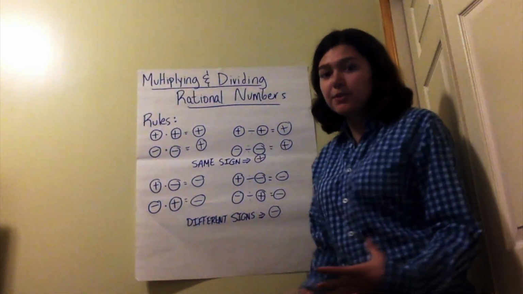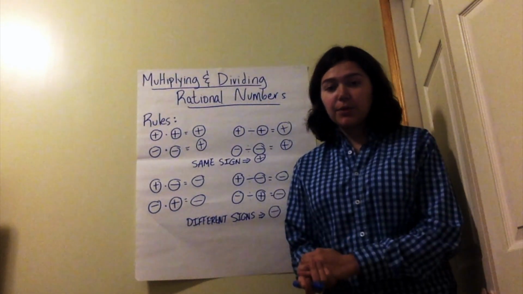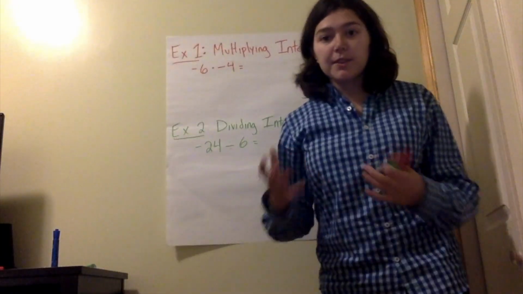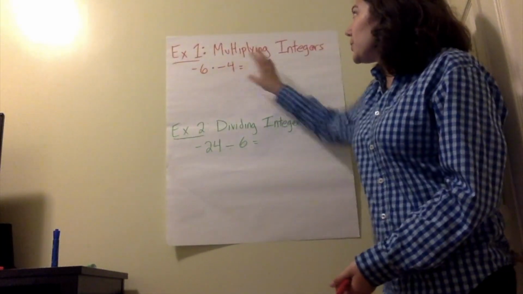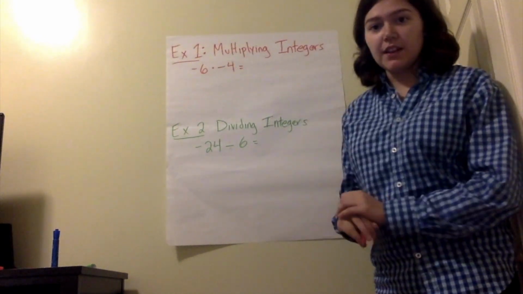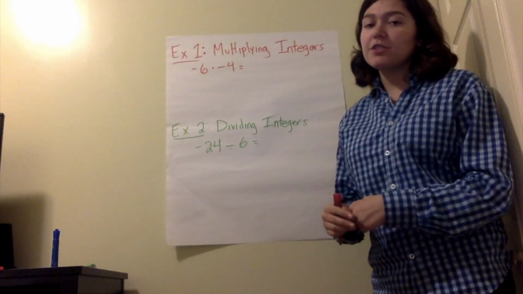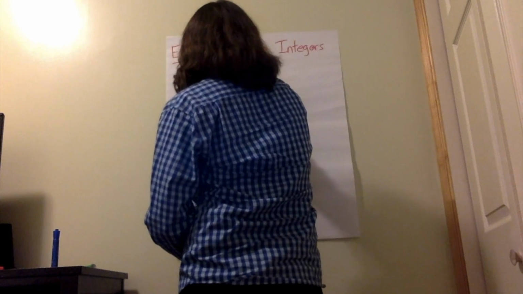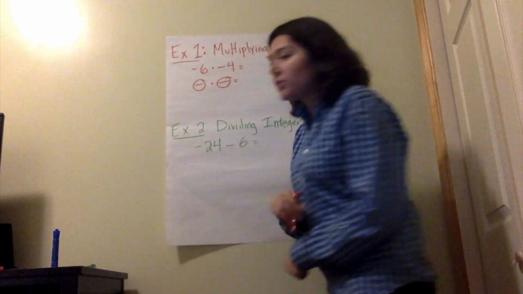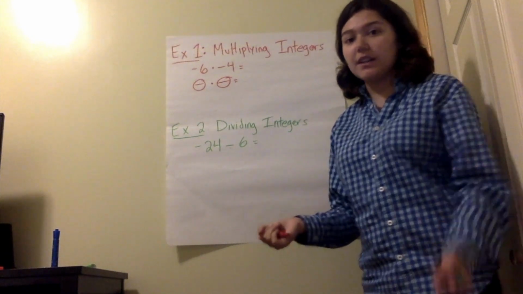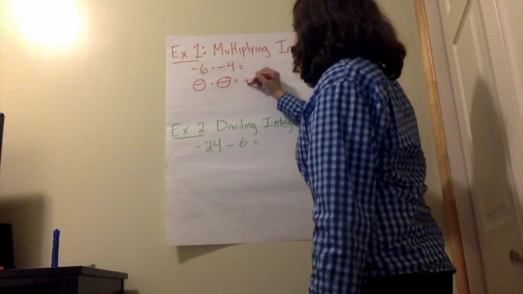Okay, so now we're going to move on to looking at examples of integers for multiplication and division. All right, our first example. Example 1, multiplying integers. We have negative 6 times negative 4. The first thing we should do is figure out, will our answer be positive or negative? Well, we have a negative multiplied by a negative. Since they're the same sign, we're going to get a positive.